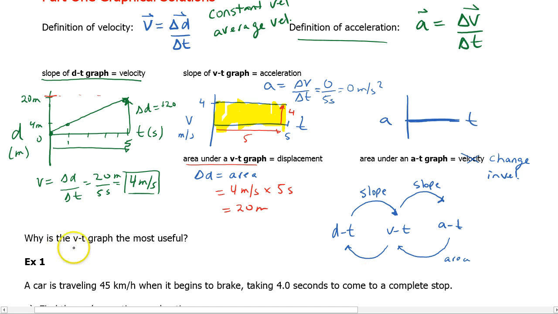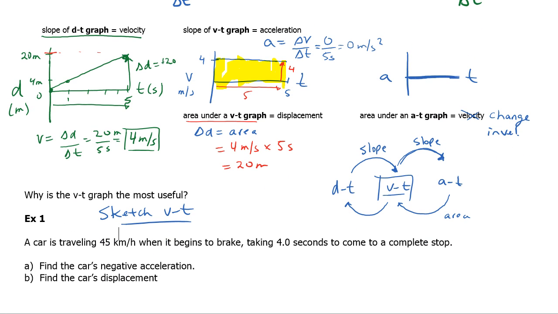All right, so why is the VT graph most useful? Because if you've got the VT, you can find the slope of it to find AT. You can look at the area under the line to find out how displacement, how position has changed. Okay, so you can use it. So in all our questions, we're going to sketch VT graphs.